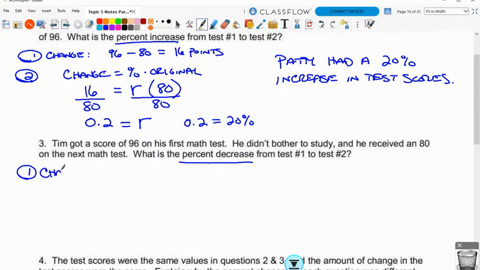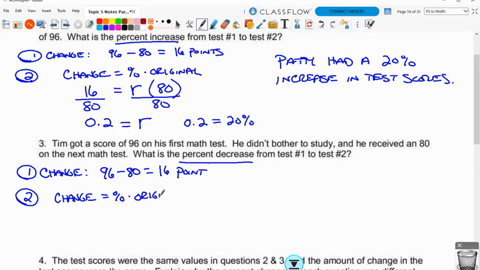Number 1, we're going to figure out how much change there was. In order to do that, again, just subtract the two test scores, 96 and 80. 96 minus 80 equals 16. So there was a 16-point change. Then we're going to set up the percent equation, which again says that change equals a percentage of the original score.